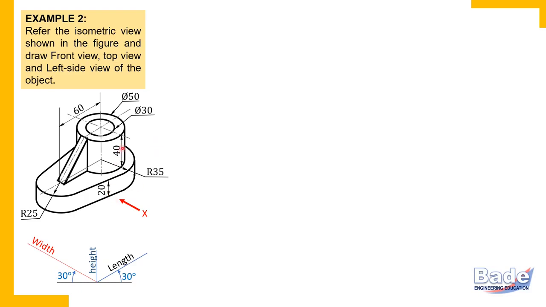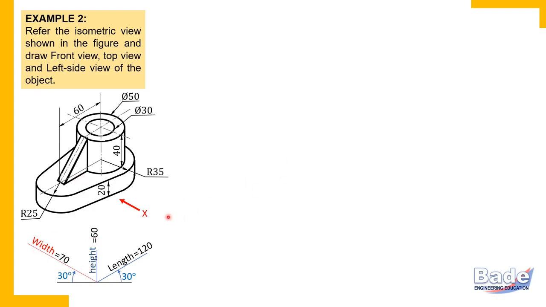Height is 20 plus 40, that is 60 millimeters. So length is 120 millimeters, height is 60 millimeters. Now what about the width of the object? Width is to be measured in this direction, parallel to width. Directly width is not given, but check here, the widest portion of the object is this curved edge. So its diameter will be the width of the object. 35 plus 35, radius 35, that is diameter 70. So width is 70. So this is how we have identified length, width and height of this object.